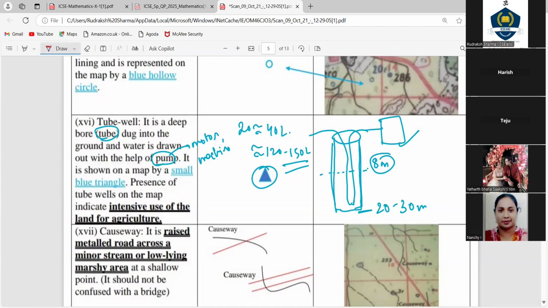So just in case the board asks you that there is a tube well on a particular region, what does it indicate? You need to write that the presence of tube wells on the map indicates intensive use of the land for agriculture. That means the area is rich, because they are using motors. Any area that uses motors and pumps requires diesel or petrol, and diesel and petrol are very expensive.